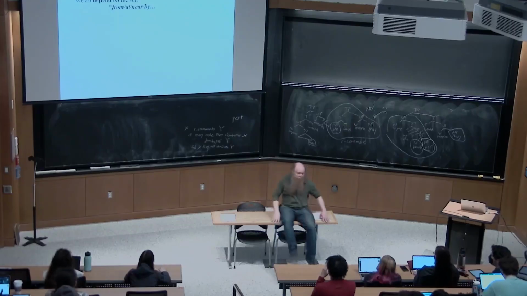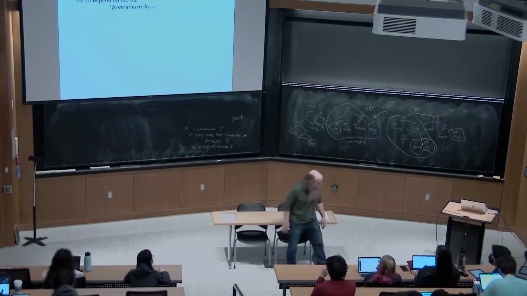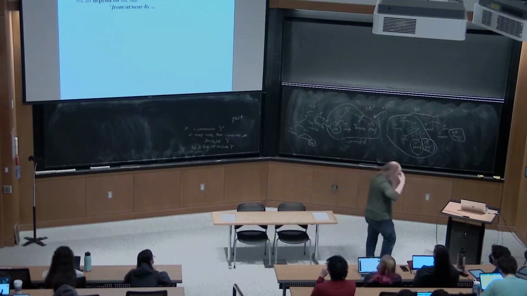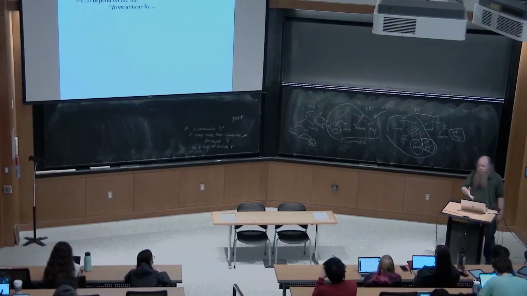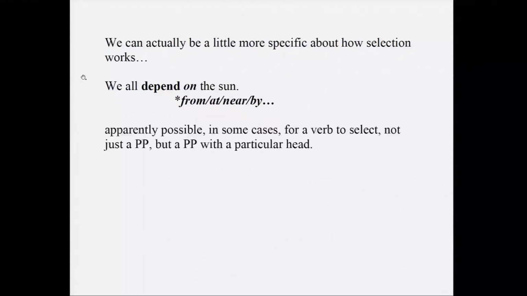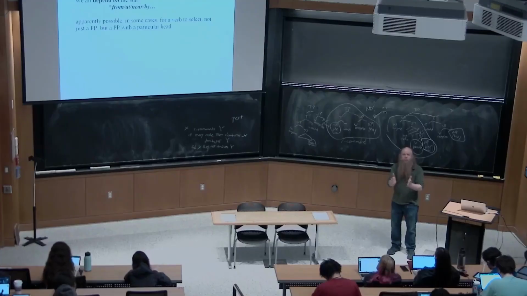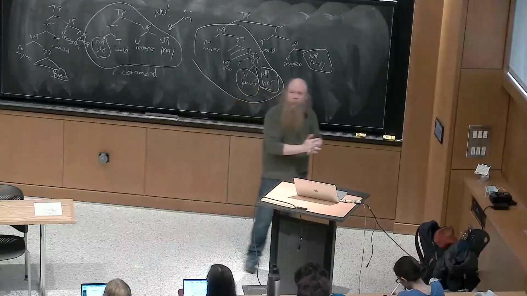But English is an Indo-European language, and so we have stuff like this. Verbs like depend that say, I want a prepositional phrase, and I want the preposition to be on. It can't be anything else. So apparently it's possible, at least in some kinds of cases, for a verb to select not just a prepositional phrase, but a prepositional phrase with a particular head. By head, I mean the preposition, the thing that the prepositional phrase is named after. Yeah, the smallest thing with the label P.